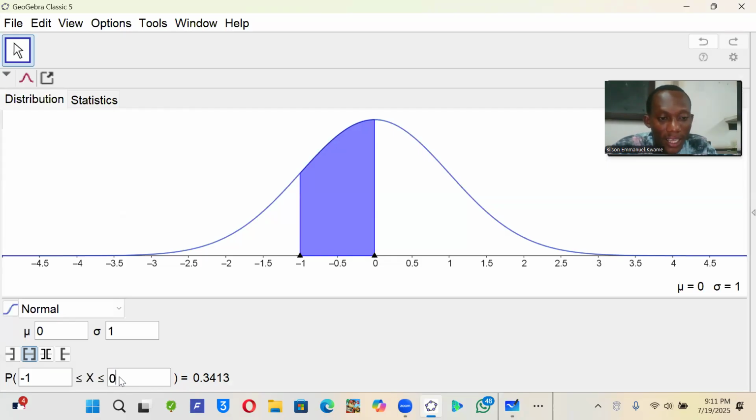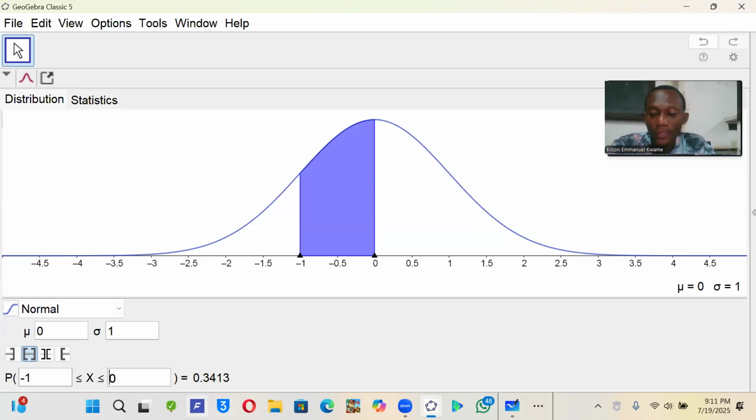So if it is from -1 to 1, this value here is multiplied by 2, and that gives us 68.27. Do you get it? But if it is half of it, we divide it by 2. You can see that if I delete it and do it from 0, it shrinks by half, by dividing it by 2. So it becomes 34.13.